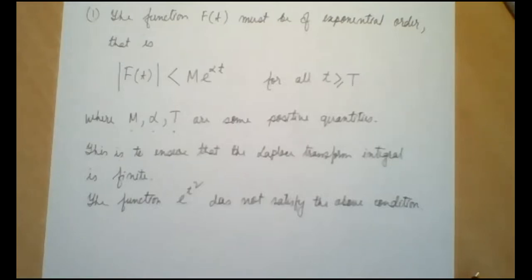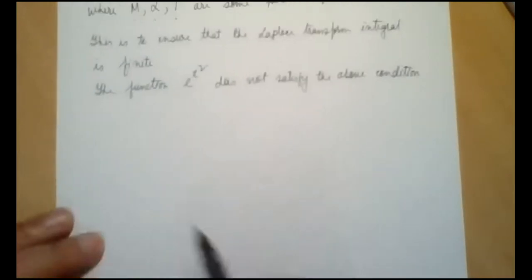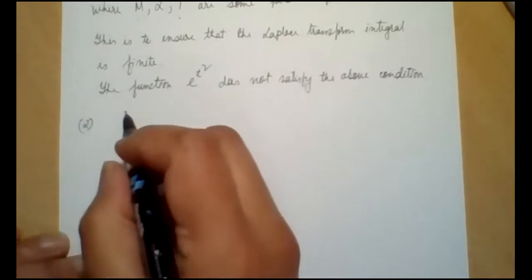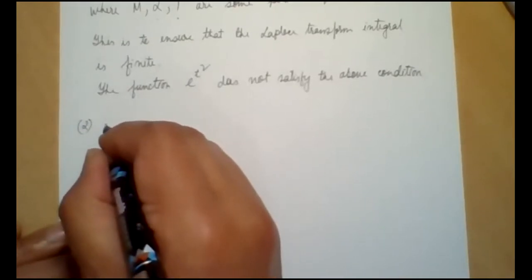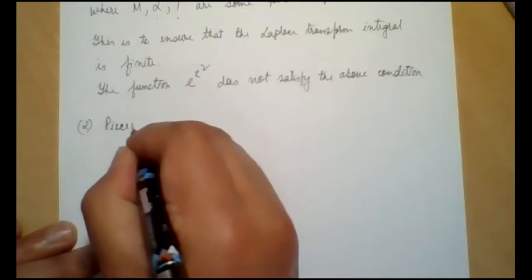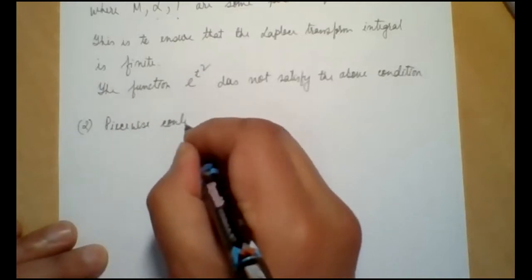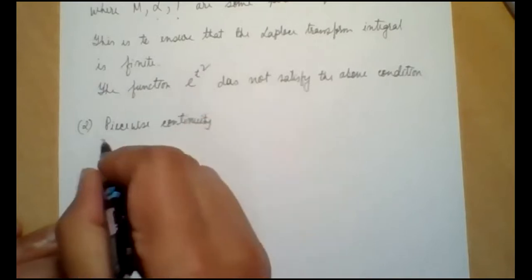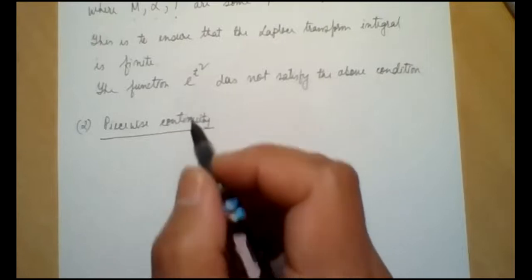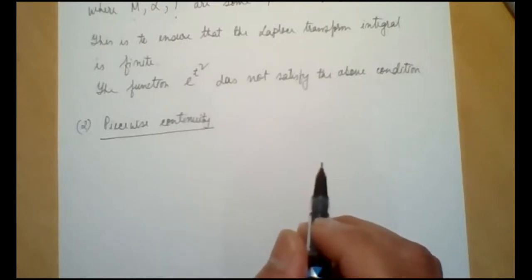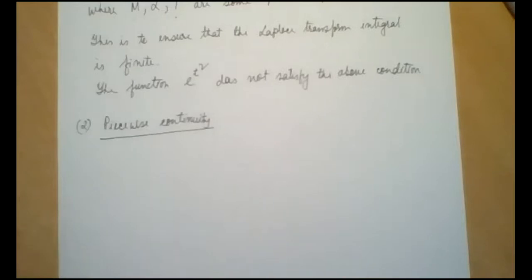Okay. Then the second condition. Let us come to the second condition. Condition number 2. The second condition is piecewise continuity. The second condition is that the function f(t) should be piecewise continuous.